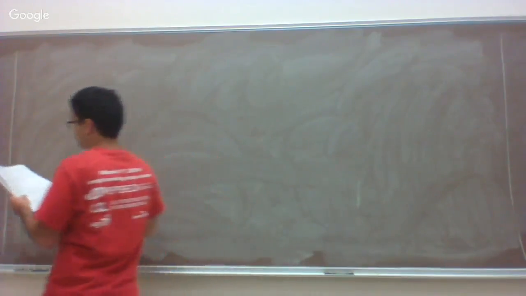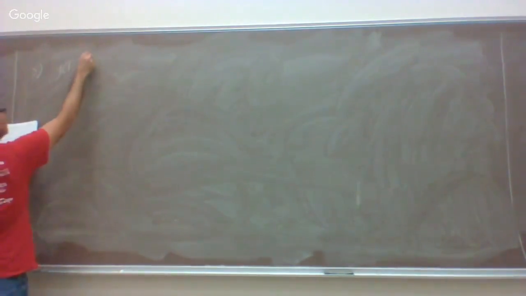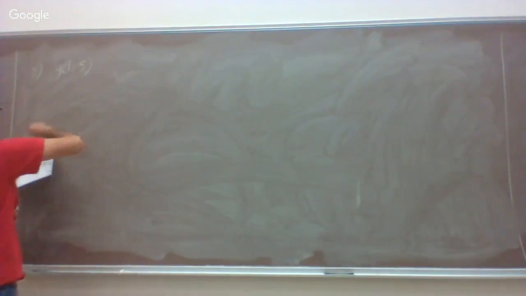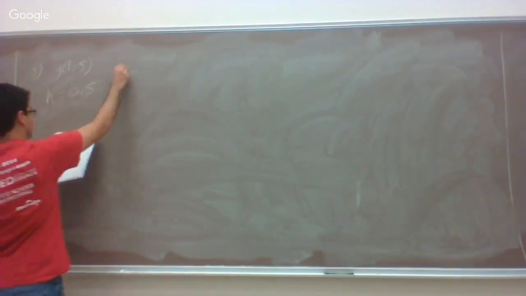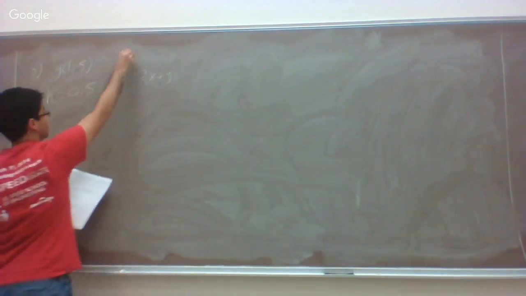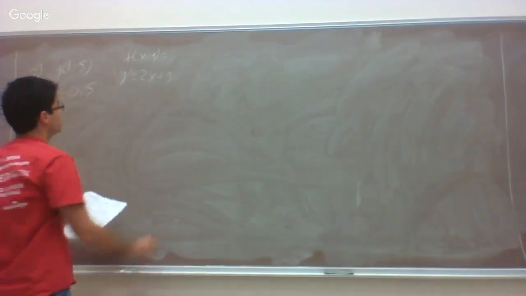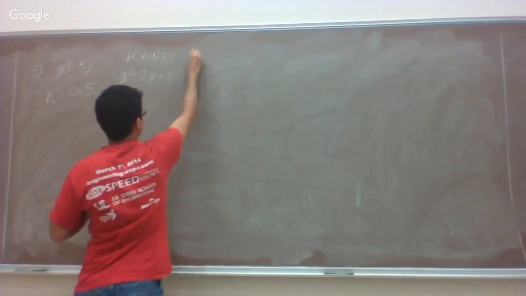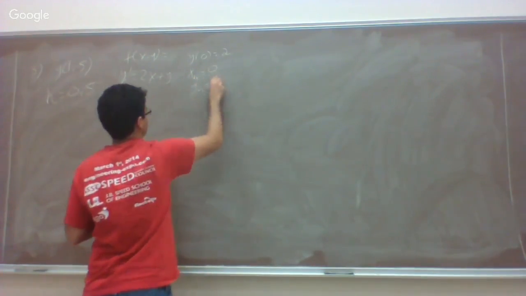Okay, moving on to number 5. So we use Euler's approximation of y at 1.5 with a step size of h equals 0.5. So they tell you the h value of the equation y prime equal to 2x plus y. This is my function. And the initial condition they tell us is y at 0 equals 2. That means x sub 0 is equal to 0, y sub 0 is equal to 2.